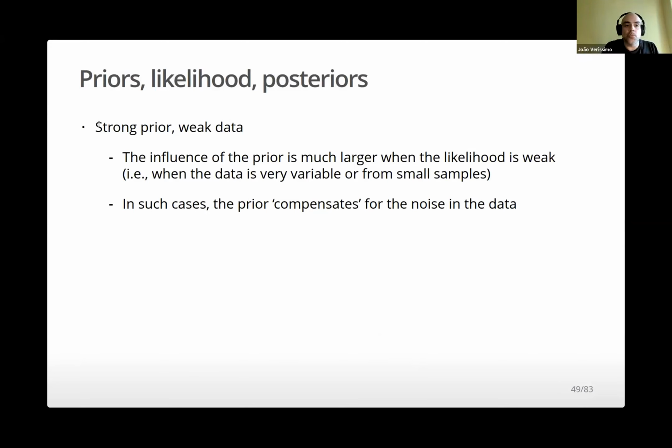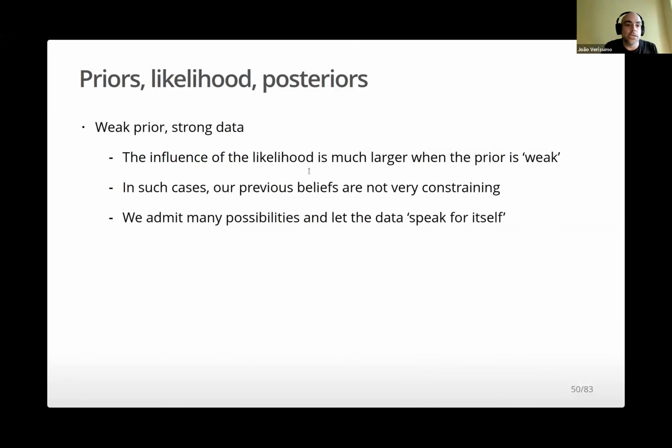If I have a strong prior and weak data, well, then the influence of the prior is much larger. Imagine that the data is super noisy, very small sample, very variable. Essentially, the prior can compensate for the noise in the data. What this says is that maybe this experiment hasn't taught us anything. So if my prior and my posterior are basically the same because my prior is strong and the data was weak, then it just means that I haven't learned anything from the data, which makes sense because it was very weak data.